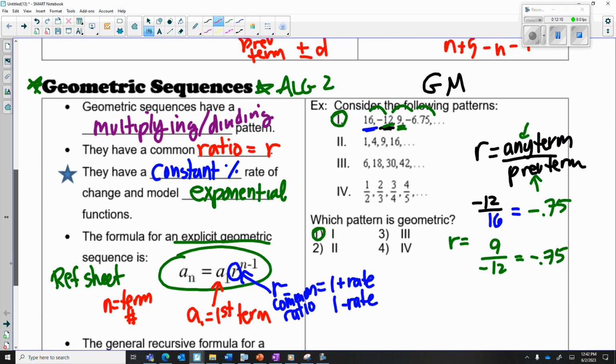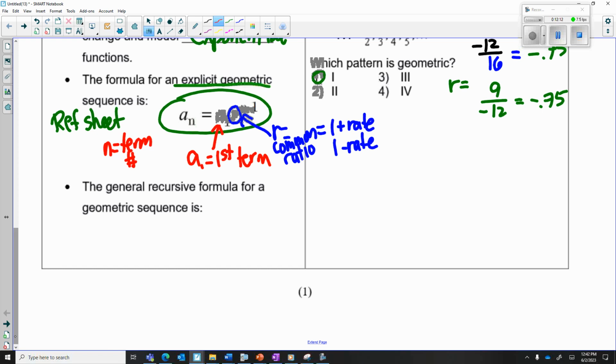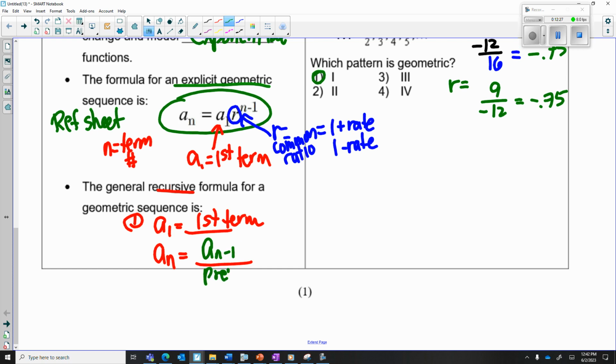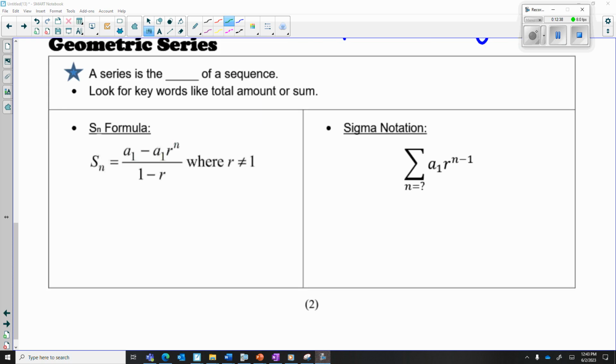So similarly with geometric recursive, two pieces. The first part is the first term is A1, and then A sub n is going to be dictated by the previous term, A sub n minus 1, and then times the common ratio r. Okay, or division, right? Because it could be a fraction. So there you go. Now let's wrap it up with series.